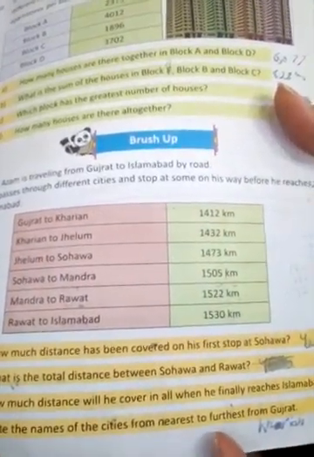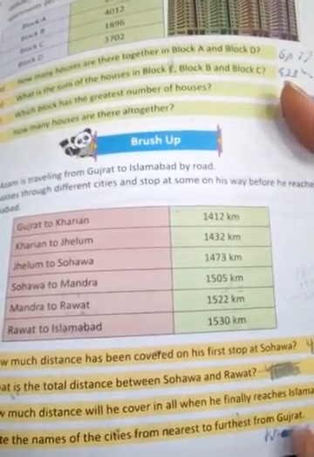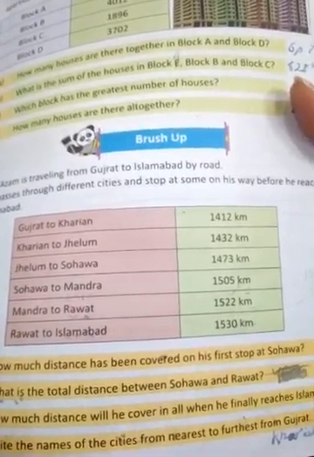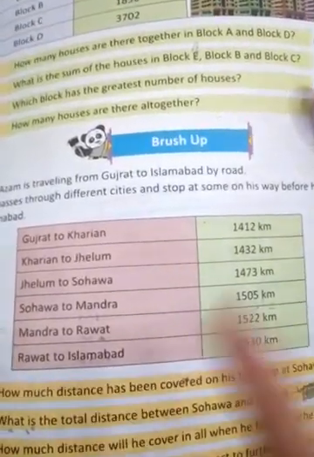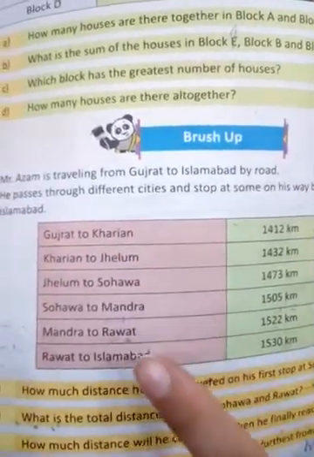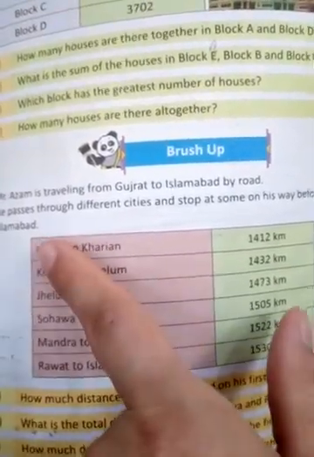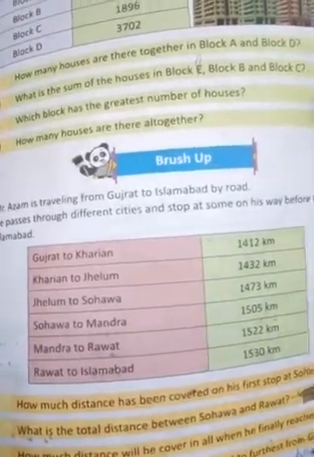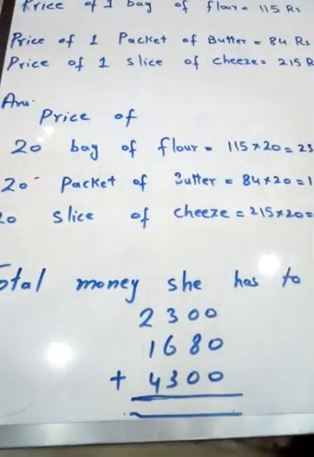Write the names of the cities from the nearest to furthest from Gujarat. You have to write the names of the cities, which city is the nearest one and which city is the furthest one from Gujarat. So the nearest city from Gujarat is Khariya and the furthest city from Gujarat is Islamabad. This is the answer of your part D. That's how you solve those two questions in the book. Now move on to the next page. The next page has subtraction.